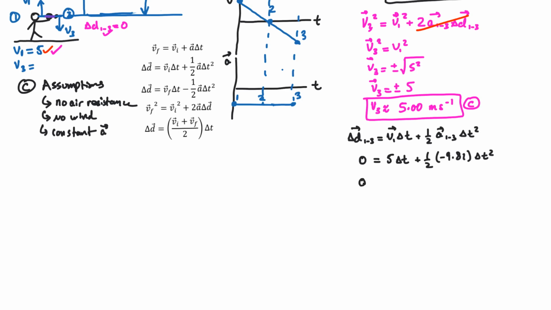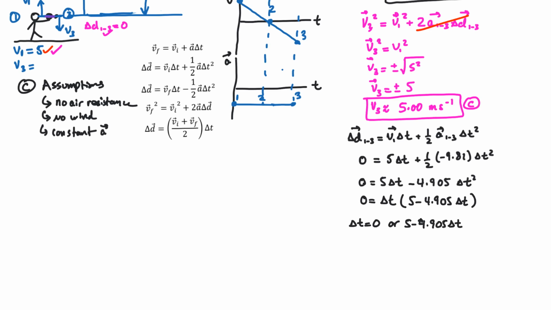And I'm going to get 0 is equal to 5 delta t, 1/2 times 9.81, that is negative 4.905 delta t squared. I am going to factor out delta t, and I am going to get 5 minus 4.905 delta t, and that would mean either delta t is equal to 0 or 5 minus 4.905 delta t is equal to 0. This cannot be the case because we know that initially, at time 0, the velocity was 5, but the entire trip definitely didn't take 0 seconds, it took more time.